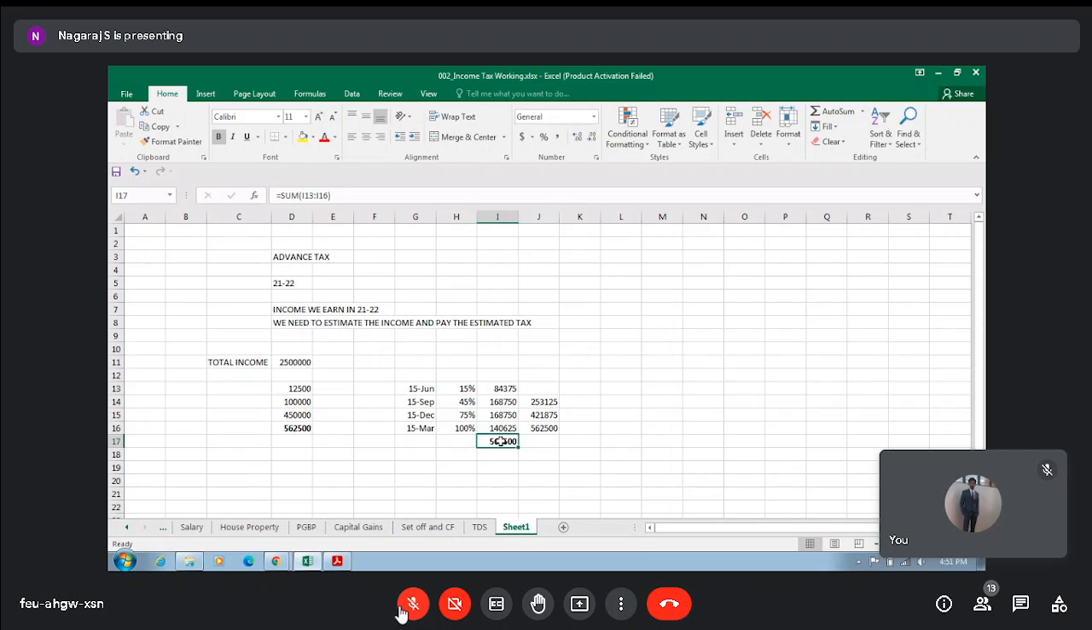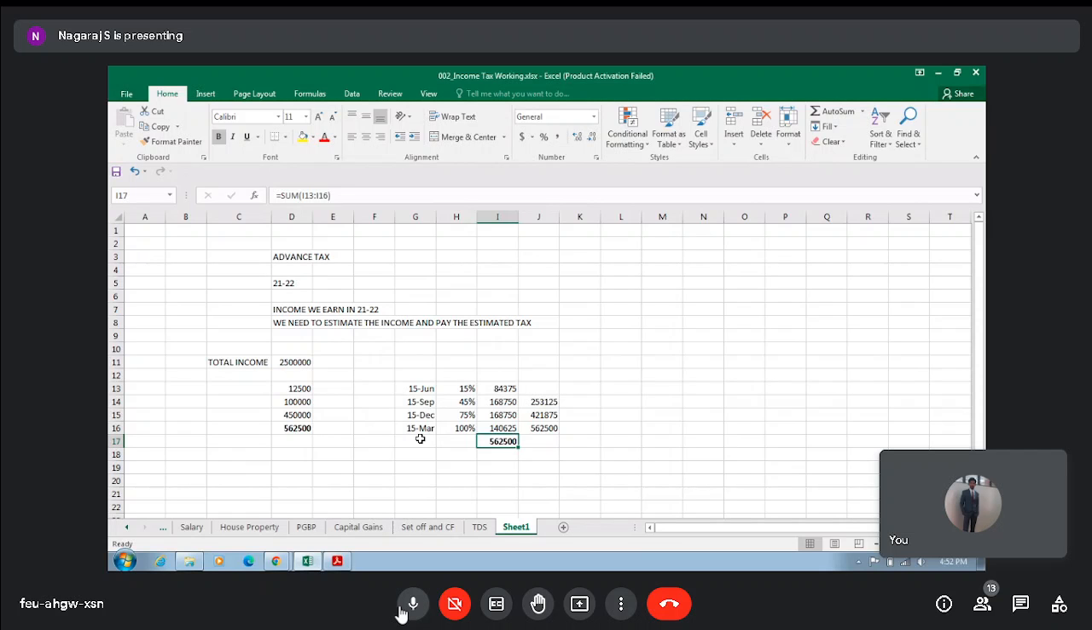Understood? Yes, sir. Now, the provisions say that advance tax is payable by any assessee whose advance tax liability is 10,000 or more. Then only you will have to pay advance tax. What does the provision say? If the advance tax is 10,000 or more, then only the advance tax is payable.